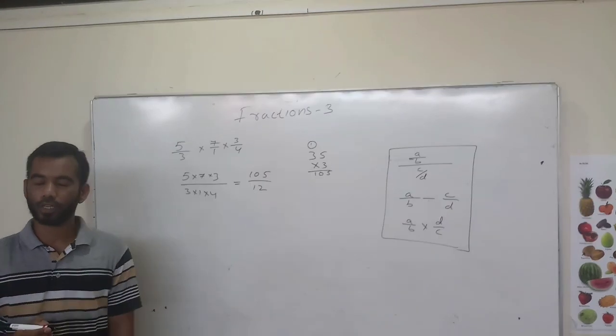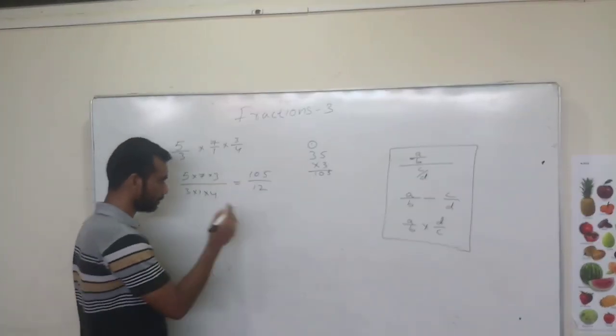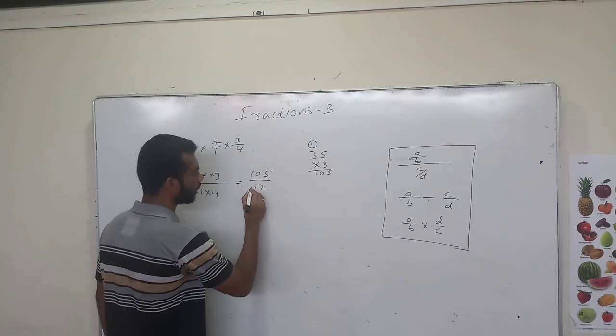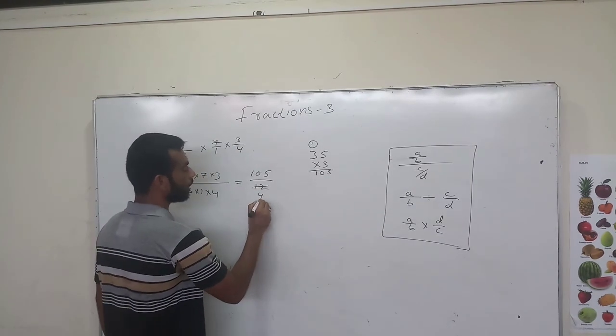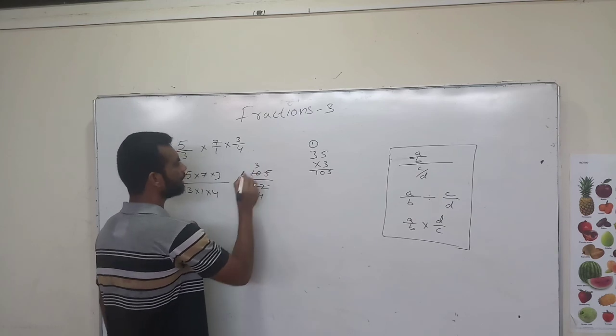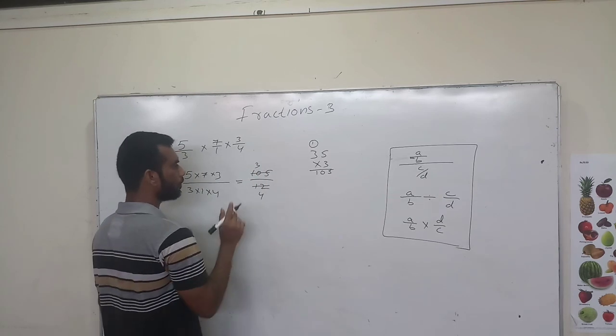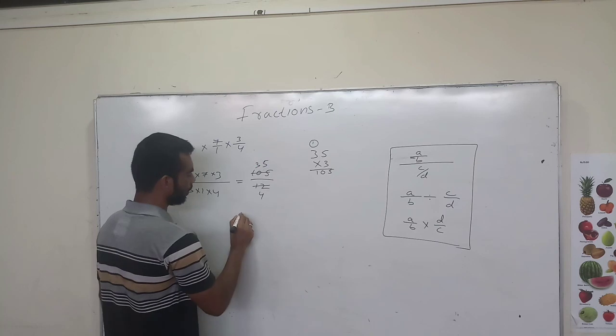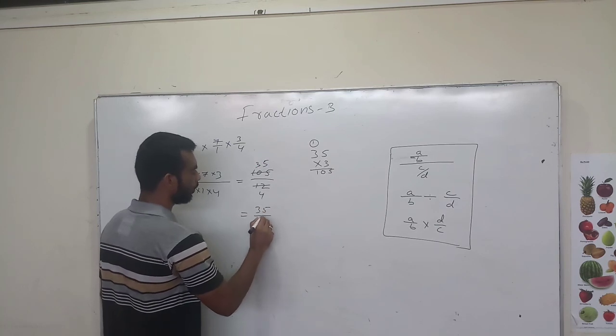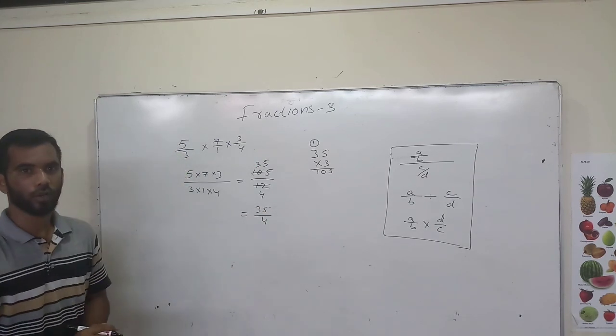If you want, you can go for the cancellation also. 3 4s are 12, 3 3s are 9. What remains? 1. 3 5s are 15. Okay, 35 by 4.